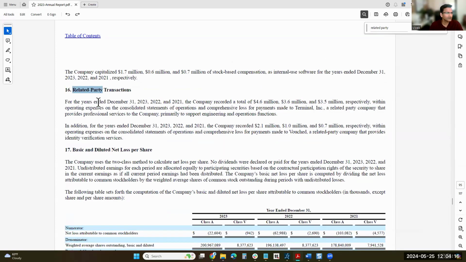Any big related party transactions? The company recorded a total of 4.6, 3.6 to Terminal. Okay, so there's a Terminal Inc., which provides professional services to the company. So they engage a software vendor to provide professional services. Maybe these are related, but the amount is not big enough to cause any concern. I would be concerned if these amounts were really, really big. Okay, so that's not a big concern.